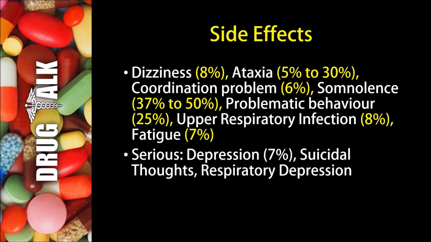Now, as with all medications, there are some side effects or adverse reactions that patients may experience while using clonazepam, so I'll go over some of those here now. About 8% of patients may experience dizziness, and ataxia may happen in 5 to 30% of patients. 6% may experience coordination problems, and 37 to 50% of patients may experience somnolence. Problematic behavior may emerge in about 25% of patients, and an upper respiratory tract infection may happen in 8% of patients. Fatigue comes in at a rate of 7%.